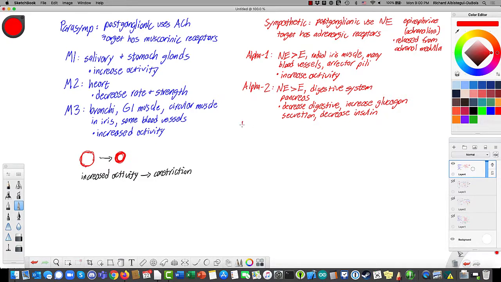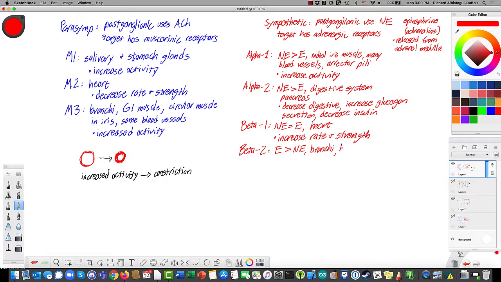All right, third one, beta-1 receptors. These respond equally to norepinephrine and epinephrine. They're found on the heart, and they increase heart rate and strength. And then finally, beta-2 receptors. These respond better to epinephrine than norepinephrine. They are found in a few very distinctive places. They're found in the bronchi and bronchioles.